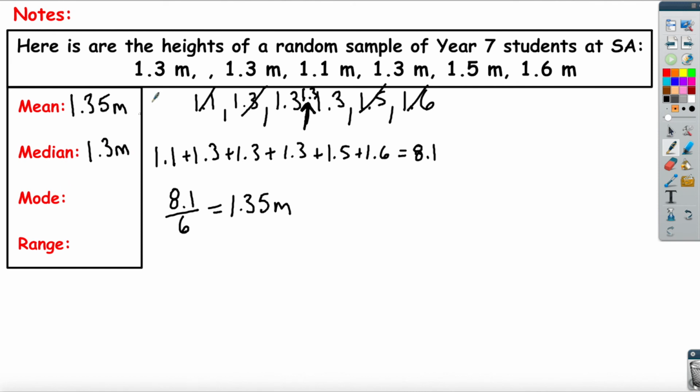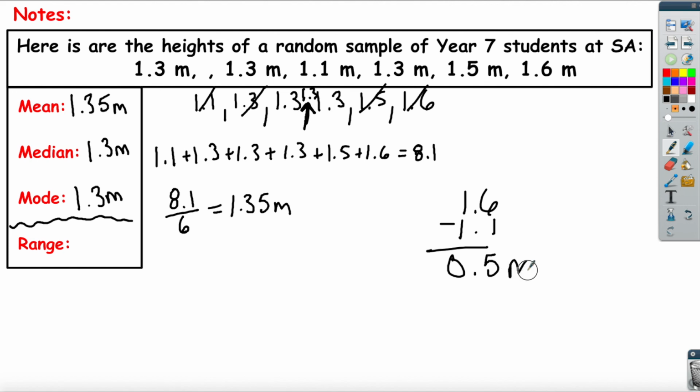Most common number, there are 3 1.3 meter values, and that is the largest. So that is our mode, or most common. The range, so largest value here would be 1.6 and our smallest would be 1.1. So when you find the difference there, you end up getting 0.5 or half a meter.